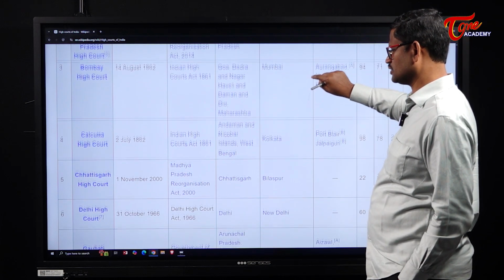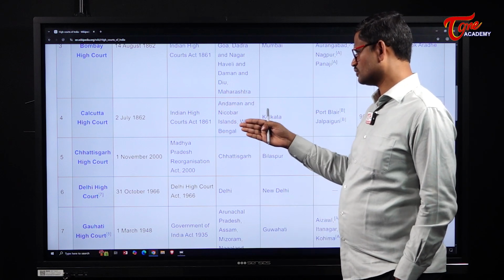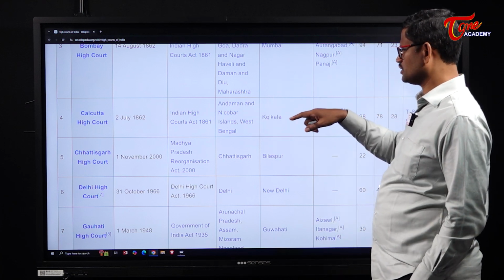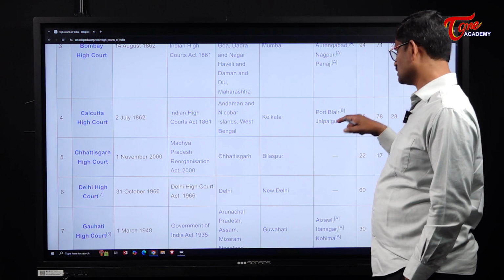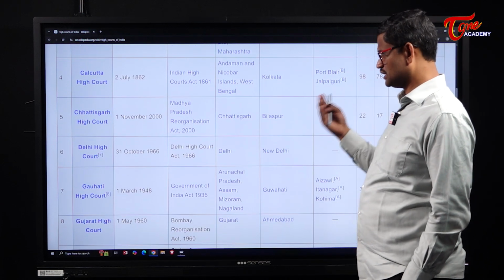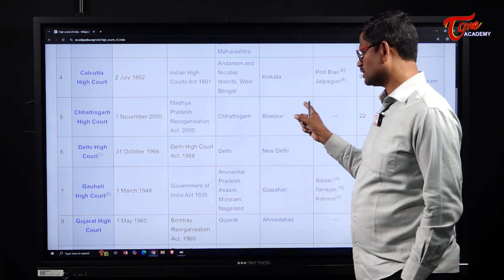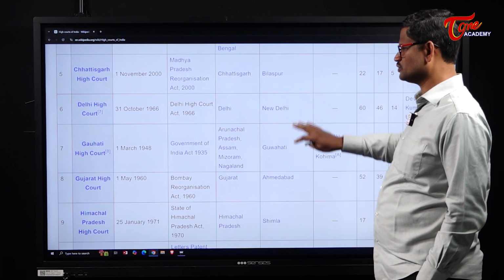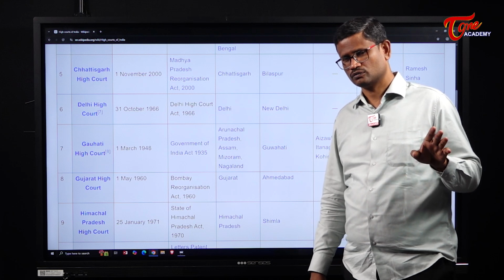The next one is Calcutta High Court. This was again one of the oldest High Courts. The jurisdiction of the Calcutta High Court is Andaman and Nicobar Islands, one union territory, and West Bengal. The seat of Calcutta High Court is in Kolkata, but there are benches at Port Blair and Jalpaiguri. The next one is Chhattisgarh High Court. The capital of Chhattisgarh is Raipur, but the High Court is not located in Raipur, instead it is located in Bilaspur.